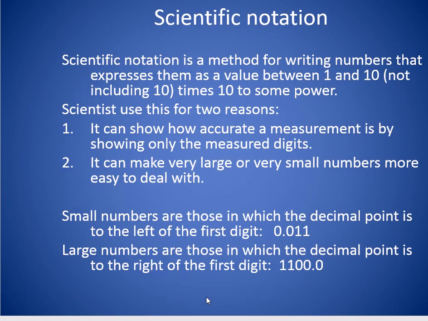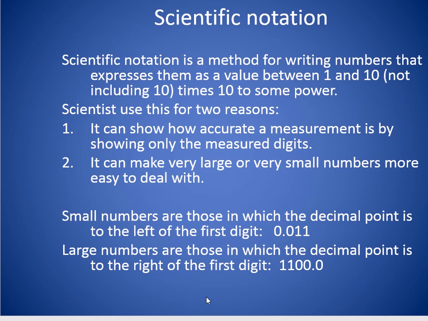Now, this is kind of weird. I'm transitioning into scientific notation real quick, and then we're going to go back to significant figures in a little while. You'll see why I'm doing this in a moment. Scientific notation is a method of writing numbers where you write the first value as a number between 1 and 10, not including 10, times 10 to some power. We'll go over some examples of this in a moment.